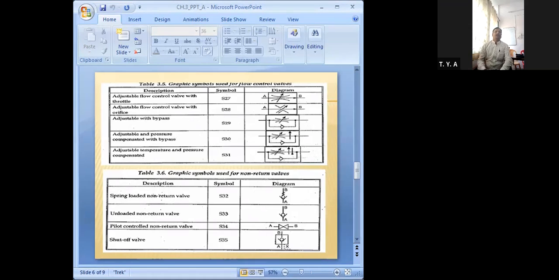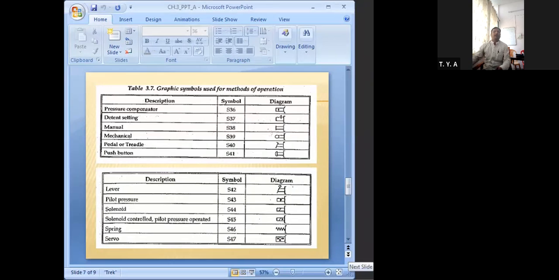Then to represent non-return valves, their graphical symbols are shown here. A spring loaded non-return valve is represented by this one, spring return. Then unloaded non-return valve, this one. Then pilot control non-return valve, this symbol. Shut off valve is represented by this one. These are the standard symbols. Then I will show another one.